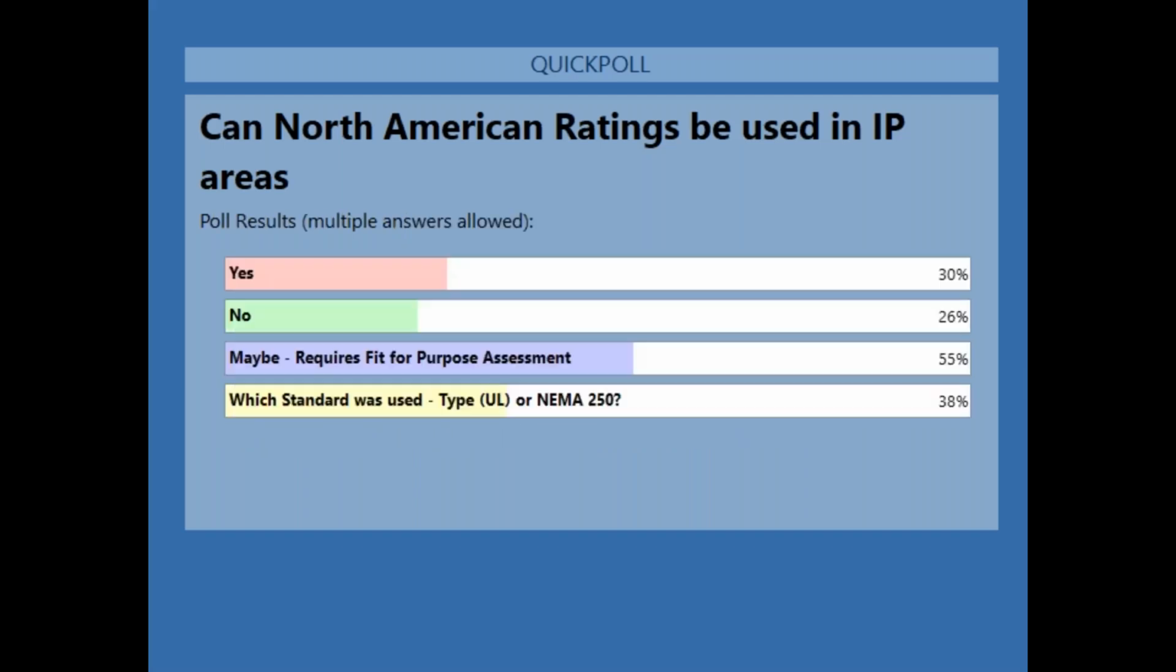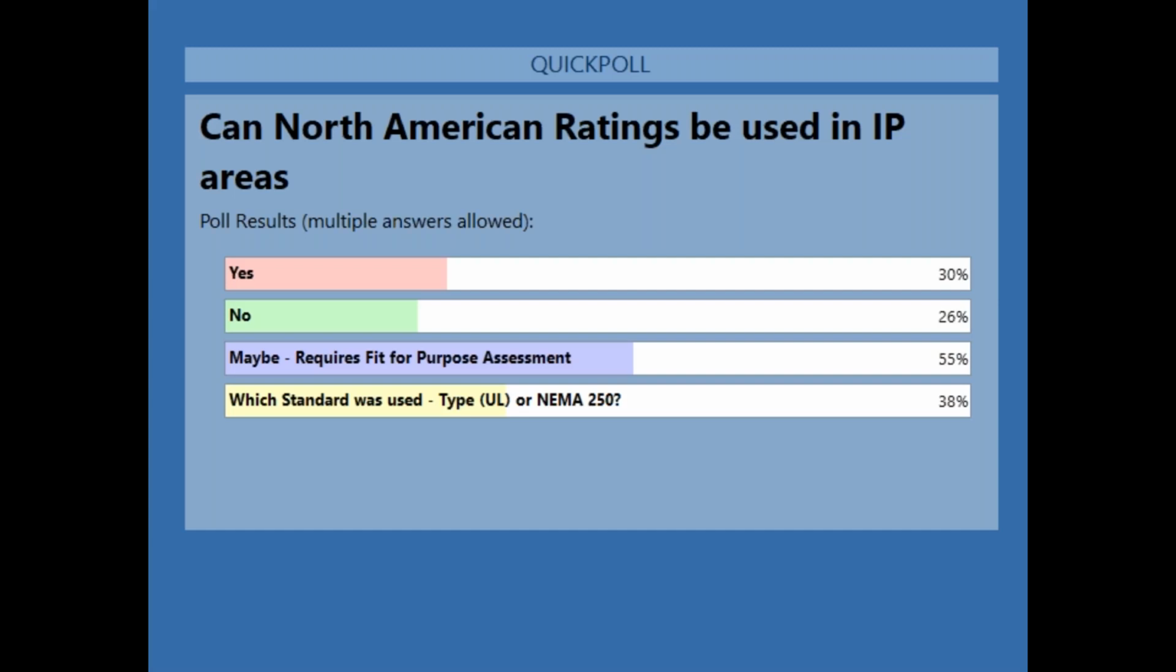Okay, 80% voted, 82%. Now, the most correct answers are maybe. And which North American standard was used? It has been found within industry that NEMA 4 or NEMA 4X is sometimes IP54 all the way up to IP66. If one were to immediately accept a NEMA or UL type, you could be putting the end user in significant danger.